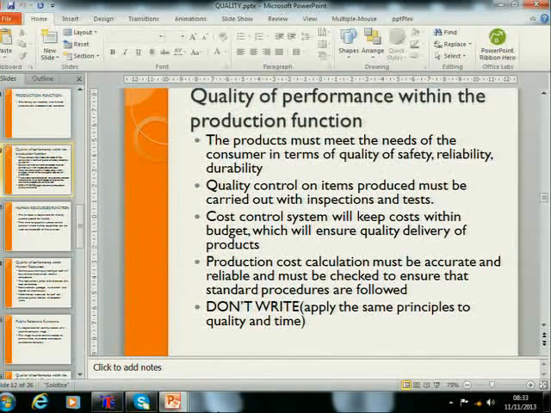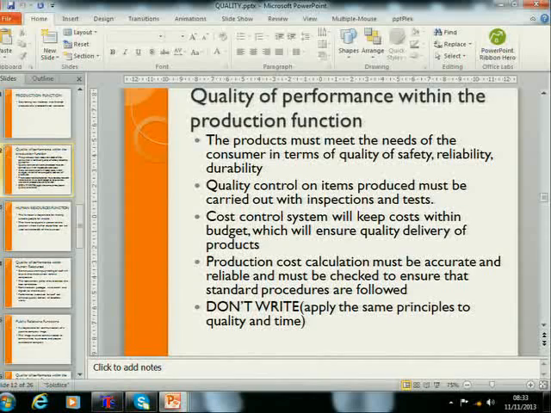Quality of performance within the production function. The products must meet the needs of the consumer in terms of quality of safety, reliability, durability. You must ensure that the products that you produce in the production function meet the standards or the needs of the consumers. If the consumer feels that this product must be durable, that's exactly what you must do. So you must produce this product having that in mind, that this product that I'm producing must be able to satisfy the needs of the consumer.